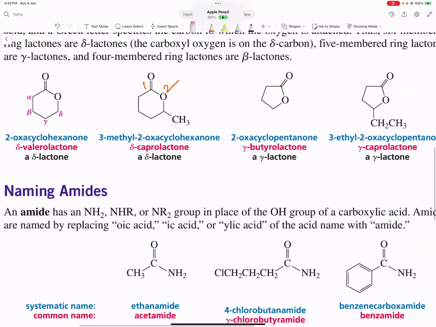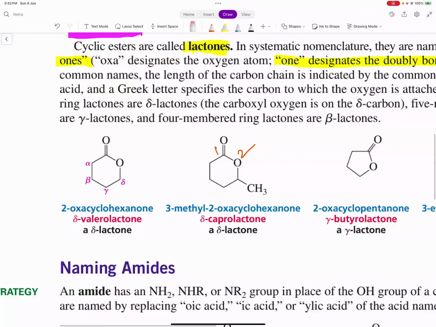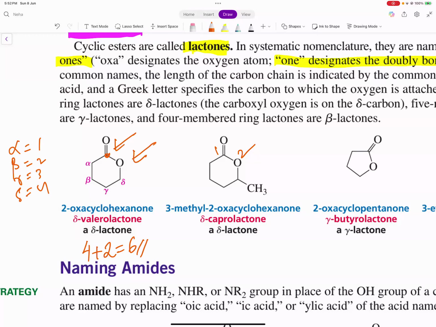And one thing I want to tell you is that you see a cyclic ester. So obviously C double bond O, and we call the next carbon alpha. So alpha, beta, gamma, delta. If I have a delta lactone, alpha is 1, beta is 2, gamma 3, delta 4. So delta lactone means how many membered ring? 4 plus 2, a 6 membered ring, because 2 will be added since we are not counting the carbonyl carbon and the oxygen, right?